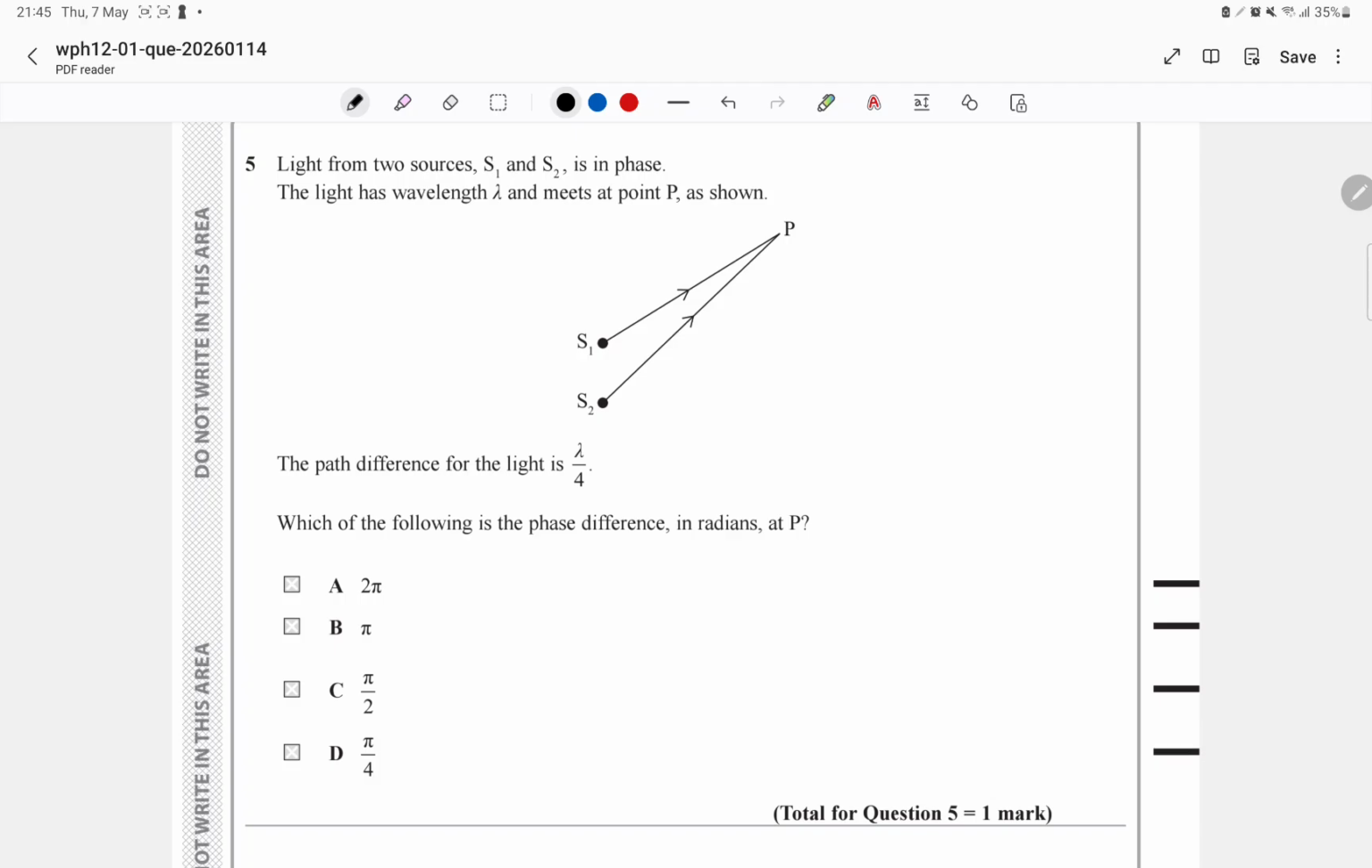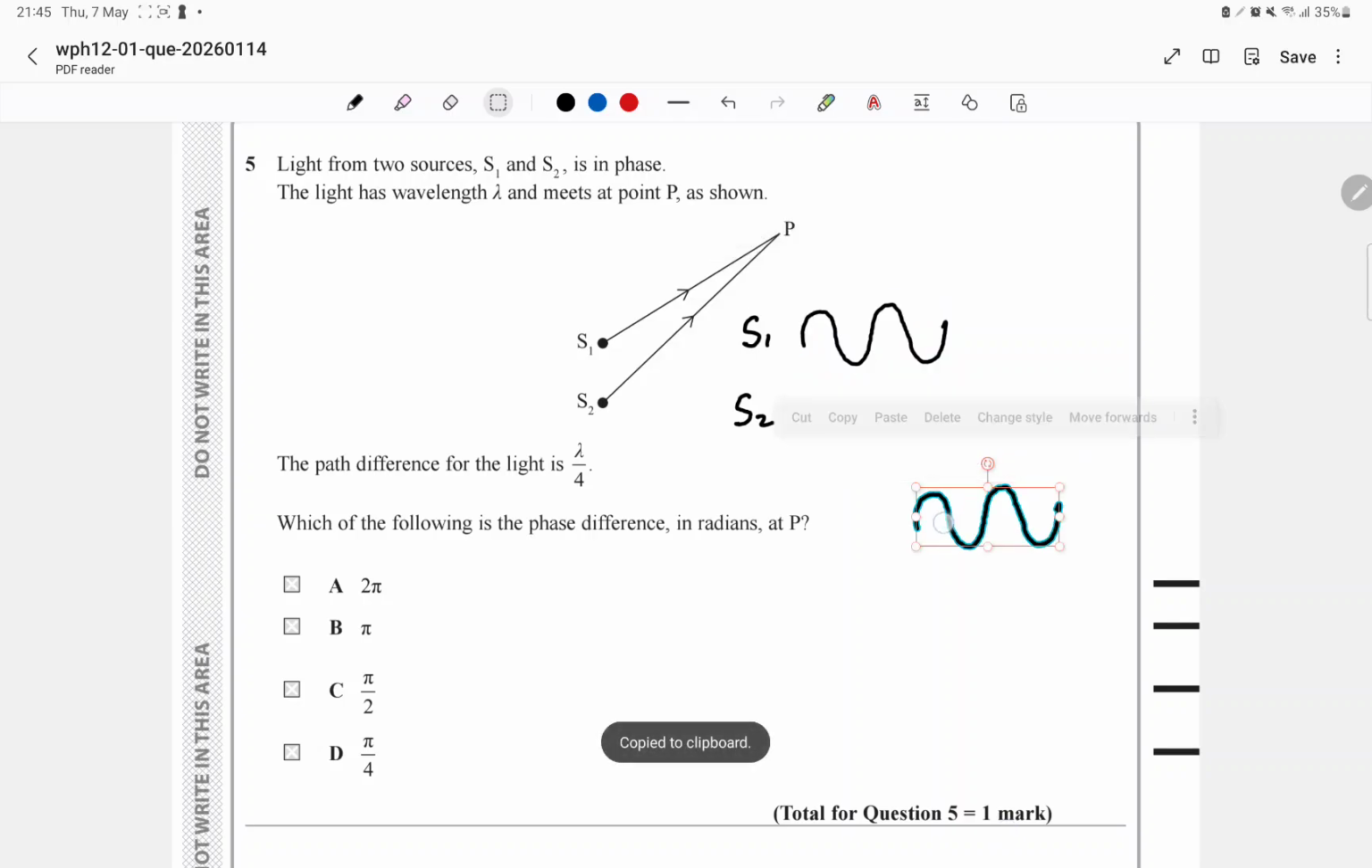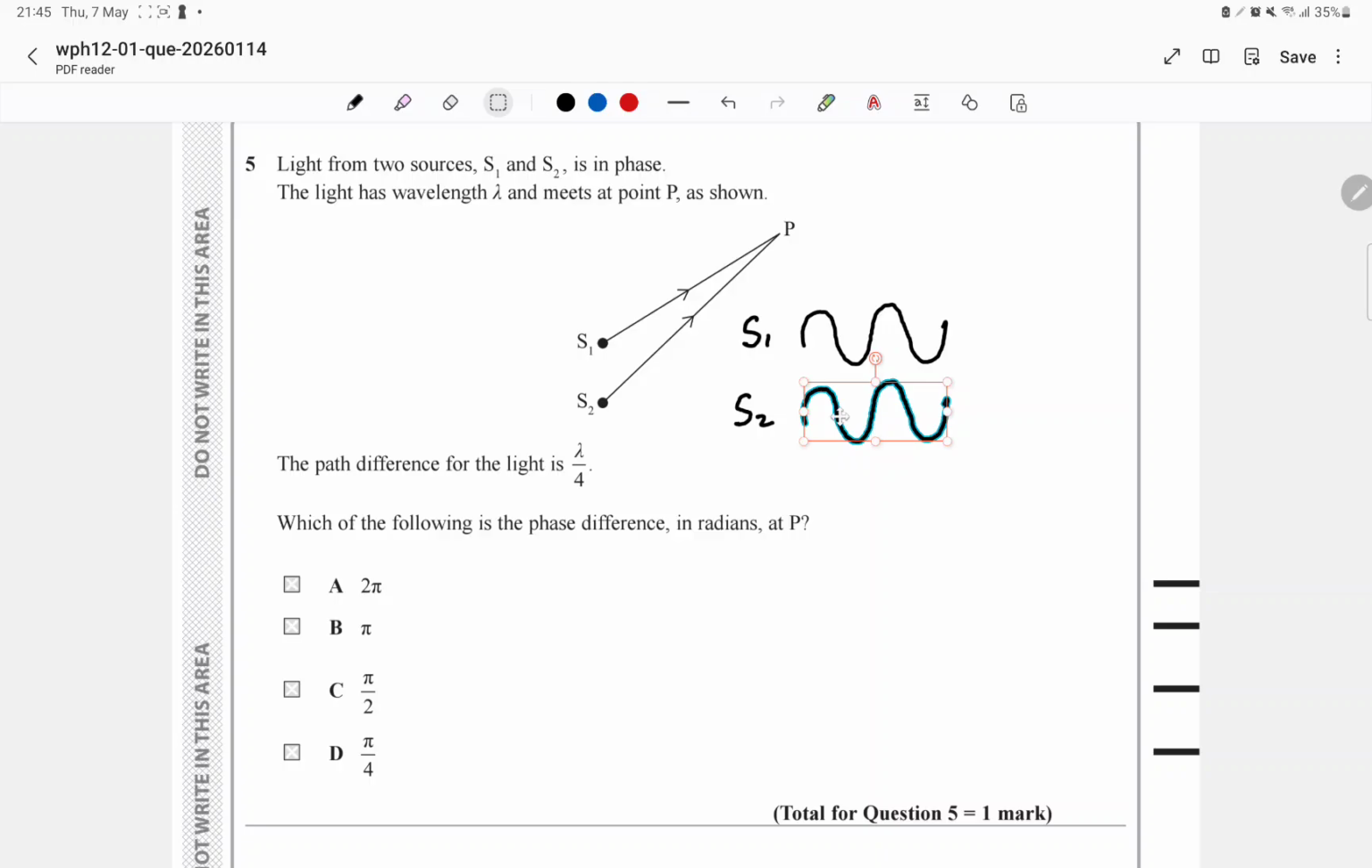So first of all, they leave in phase. So from S1, let me draw S1 and then S2. They both leave in phase, so we're going to draw them leaving from the same starting point. So this is the first one. Copy and paste it here, and this is the second one. You could see that they left in phase, at the same phase.